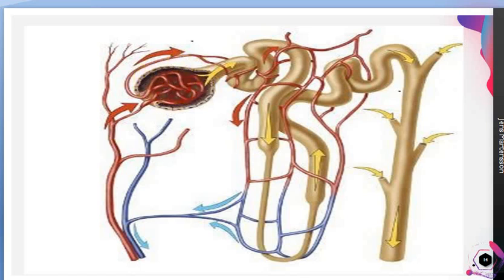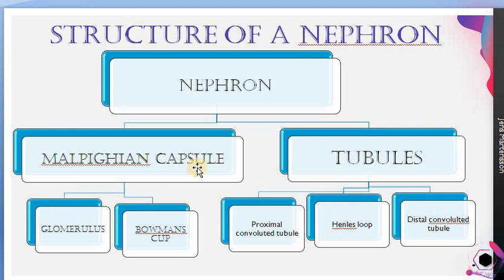Bowman's cup and glomerulus comprise the Malpighian capsule. Technically the glomerulus is so important that I have written it first. The glomerulus and Bowman's cup form the Malpighian capsule.